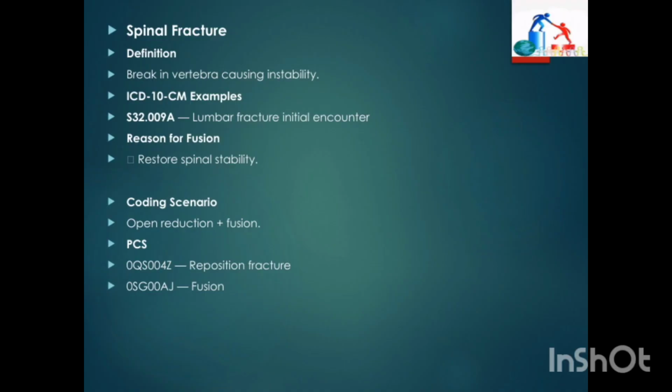Now, when it comes to a specific coding scenario, imagine an open reduction plus fusion procedure. The procedure coding system, or PCS, includes codes like 0QS004Z for repositioning the fracture and 0SG00AJ for performing the fusion itself. These codes help accurately reflect the surgical intervention performed. Overall, understanding the purpose of fusion and how it fits into the broader context of spinal injury management is key. It's about stabilizing the spine to promote healing and preserve function.